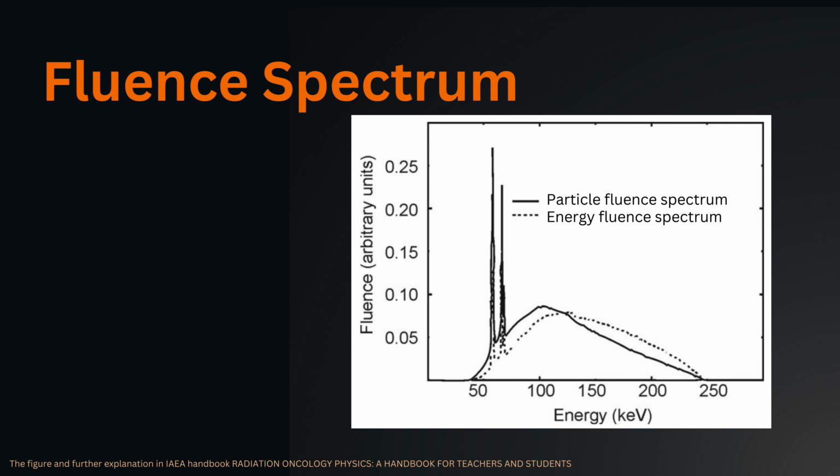Now there are two questions for you to answer. 1. Why there is no photons below 50 kV? 2. What these two spikes represent. Try to answer these two questions yourself. The answer will be at the questions section at the end of this video.